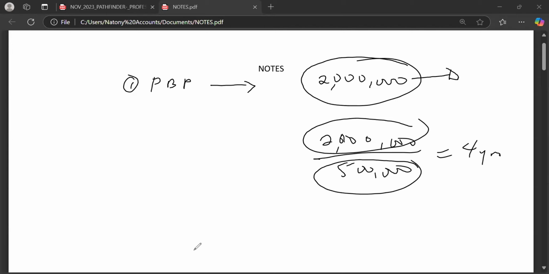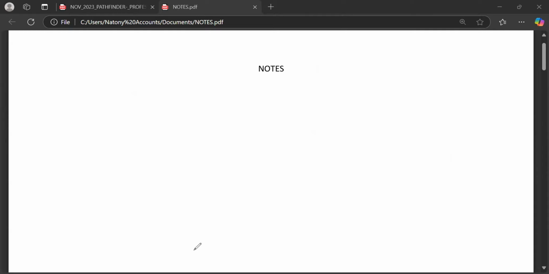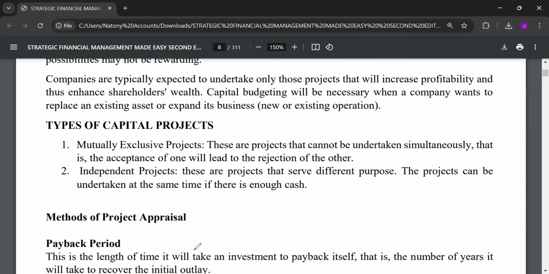Okay. So what if the cash flows are not even? What are you going to do if the cash flows are not even? Let's look at a question here where the cash flows are not even.